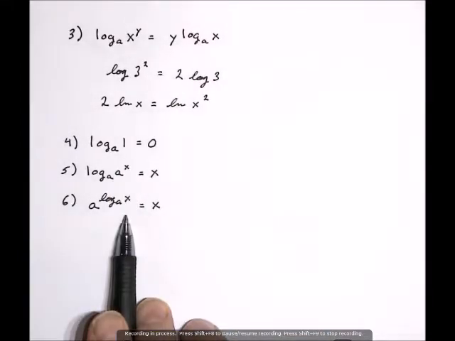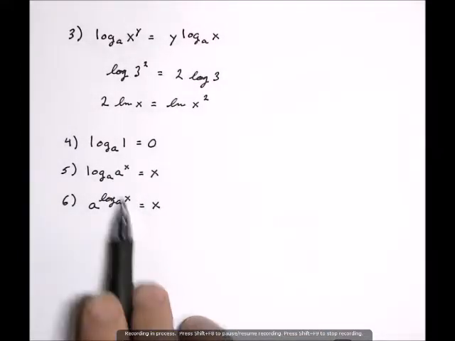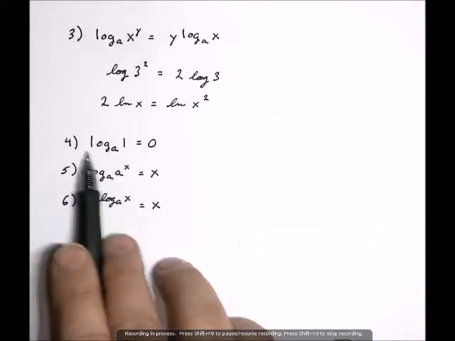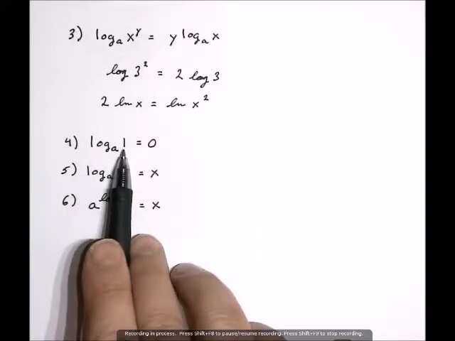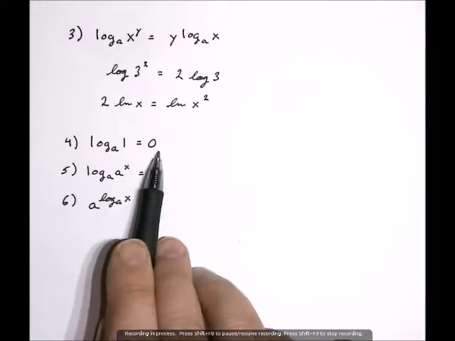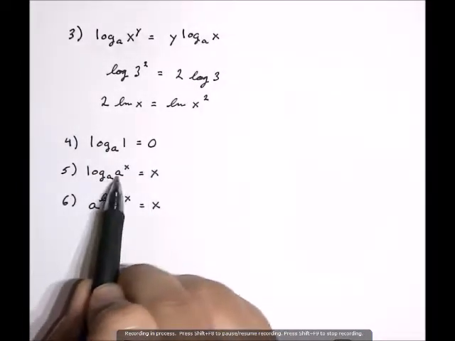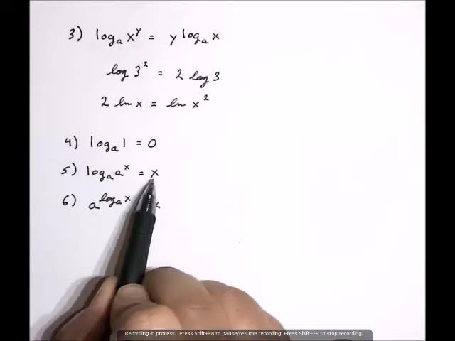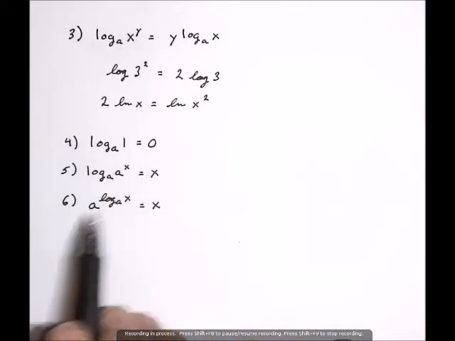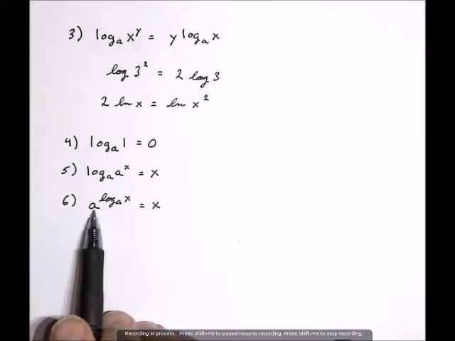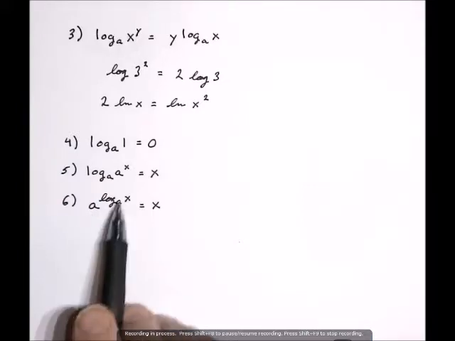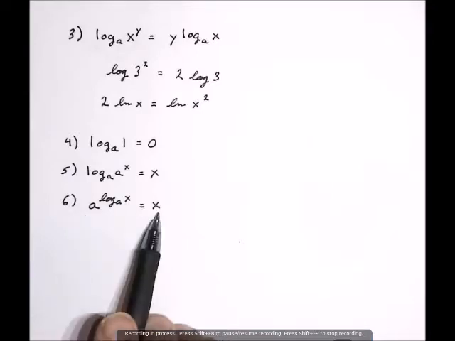And next are just a few of those rules that we've already covered. Anytime you have a log of 1, the answer is 0. If the bases are the same, they basically cancel out and the exponent just drops down. And similarly, if I have a raised to the log base a of x and the bases are the same, again, they cancel out and the x just drops down.